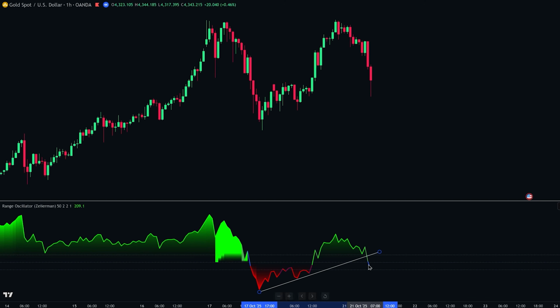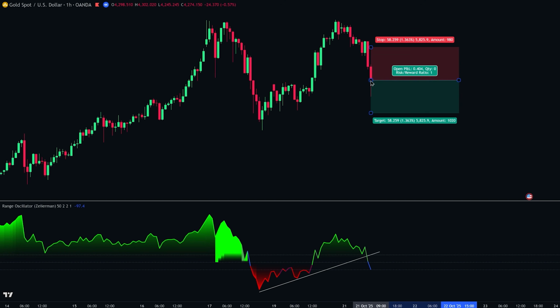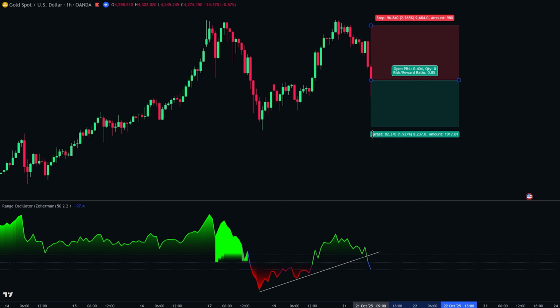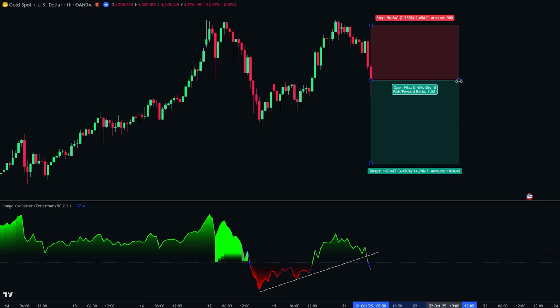As soon as price breaks below that trend line, the shift in momentum is confirmed. Enter your sell position at the close of the breakout candle. Place your stop loss just above the recent swing high and set your take profit target at a 1 to 1.5 risk-to-reward ratio.